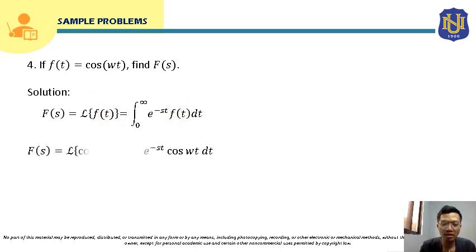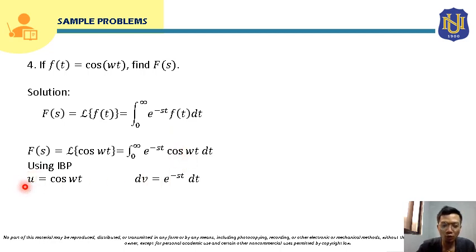Substituting that, the Laplace transform of cosine wt will be equal to the integration of e raised to negative st cosine wt dt from 0 to infinity. Solving for this integration, as we can see here, we have two functions, exponential and trigonometric, so we will use integration by parts here. Using integration by parts, we're going to assign a function for u and the remaining function for dv.